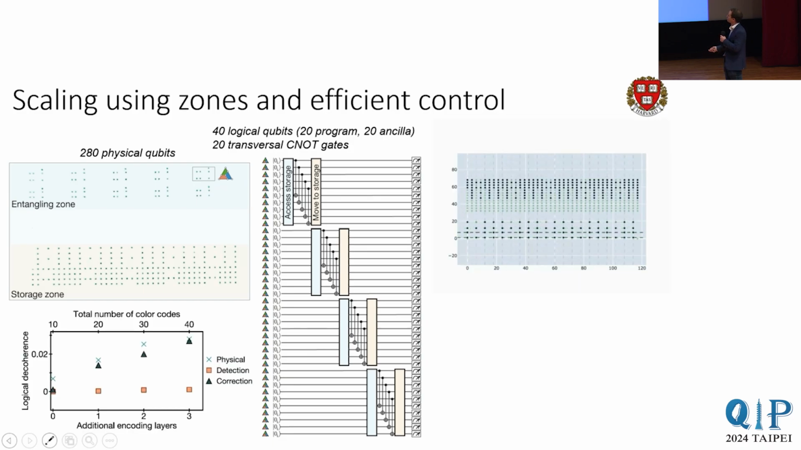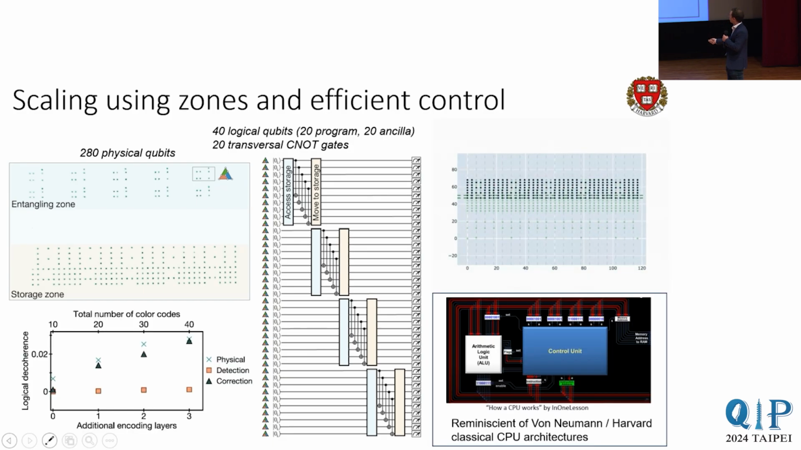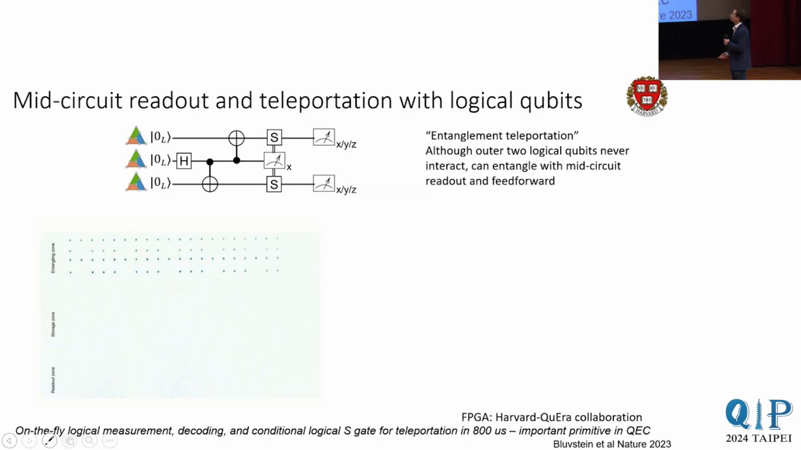And it's really heavily inspired from these classical architectures where you have, for example, RAM: you take information from your RAM, you process on it, you put it back in RAM. We're really starting to explore this architectural level analysis of how we do efficient classical control of these large-scale systems. And that's how we're able to make, for example, here, these 40 distance 3 color codes. So that's one aspect of our zoned processor.